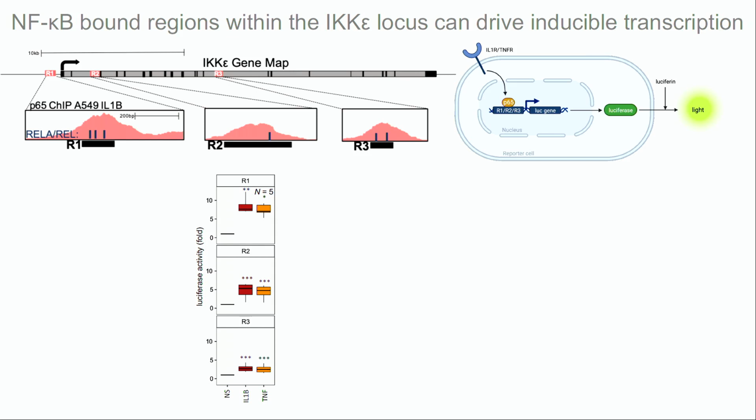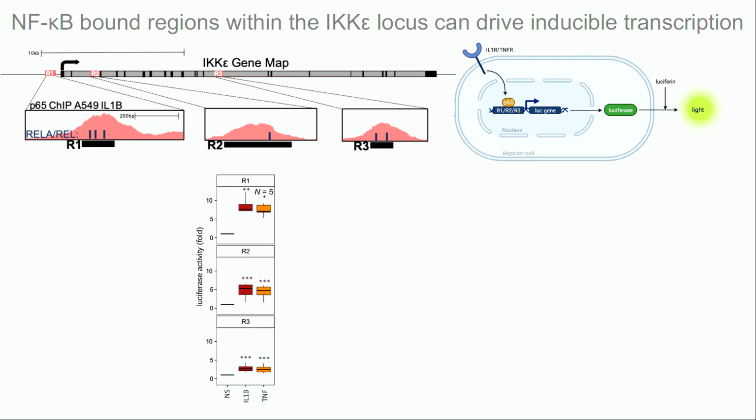Because we saw that p65 was binding these sites, I wanted to clone these into a luciferase vector to see if they could actually drive transcription. These are the same ChIP sequencing peaks that we saw before, the R1, R2, and R3 regions, which I'm going to name them. I cloned them all separately into this luciferase plasmid, so instead of p65 binding to IKK epsilon, it's binding to the luciferase promoter and driving luciferase gene expression.